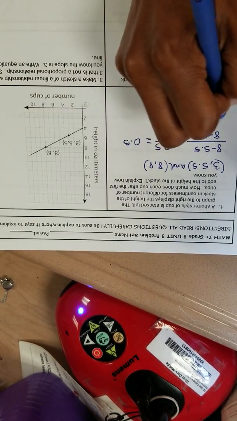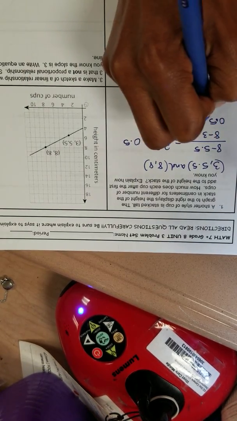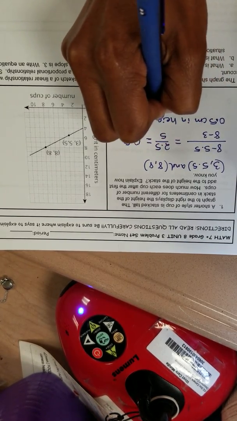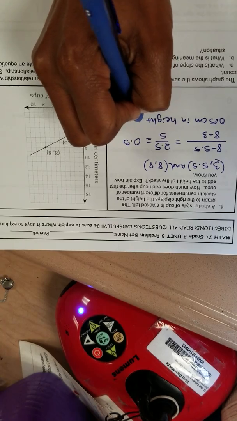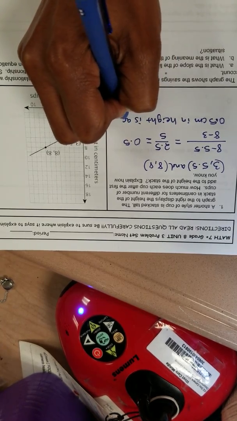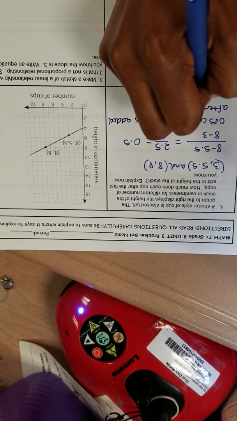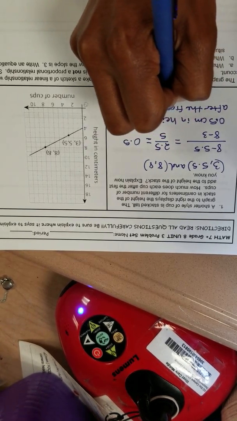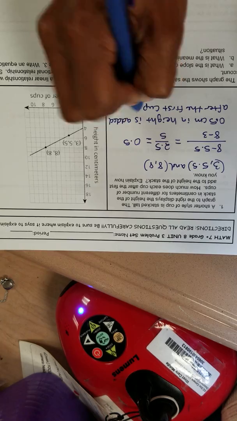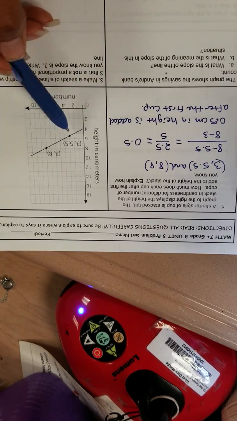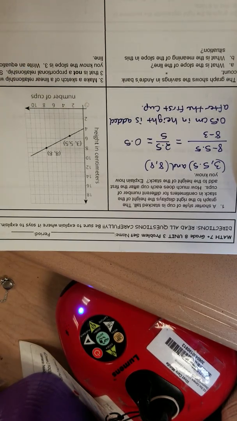So that means 0.5 centimeters in height is added after the first cup. Okay? So that's how we figure that out for the first one. So we did that by finding the slope between 2 points of the line to determine the height that is added after the first cup.